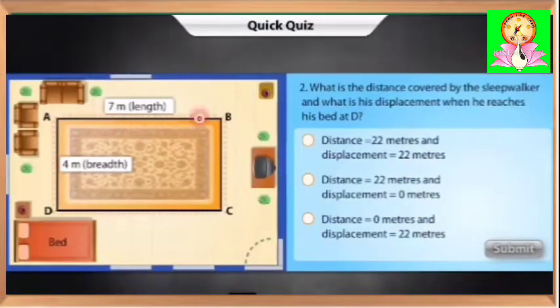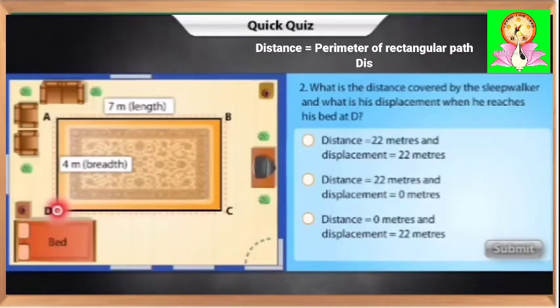So here we can see the total displacement covered by the sleepwalker is from point D to point D back, while the distance travelled is the rectangular perimeter. Since the distance travelled by the sleepwalker is equal to the perimeter of the rectangle, the perimeter is 2 into (length plus breadth). Therefore, 2 into (4 plus 7), which is equal to 2 into 11, that is 22 meters.